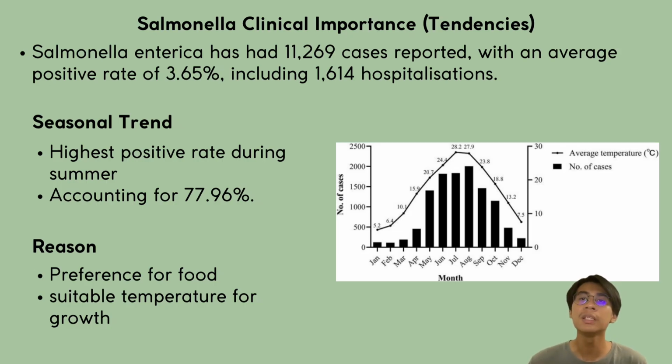For example, people during summer tend to prefer whole and raw food, which have been identified as one of the risk factors for getting infected by Salmonella. The other reason is the climate itself. Warm climate tends to be a much more suitable temperature for Salmonella to grow.